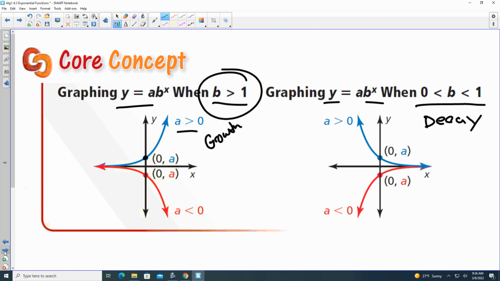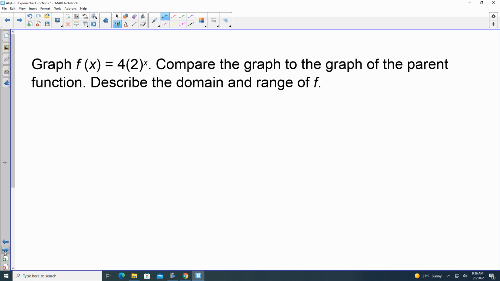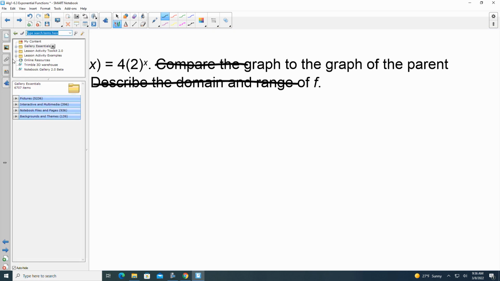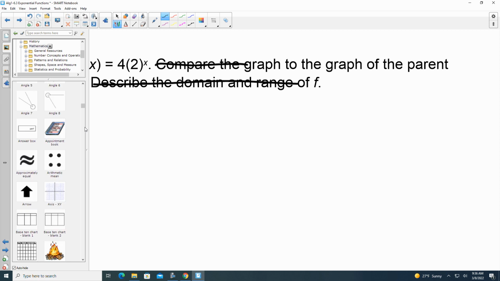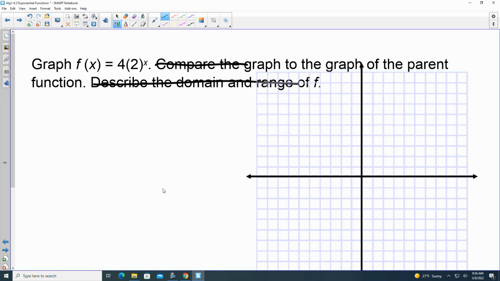So in order to graph an exponential function, let's look at one like this. All I really want you to do is graph it. I'm not that concerned about you describing domain and range, or being able to compare it. So just graph it. What I would advise you to do is, even though it's f of x, let's change it to y. So it's going to be y equals 4 times 2 raised to the x power.